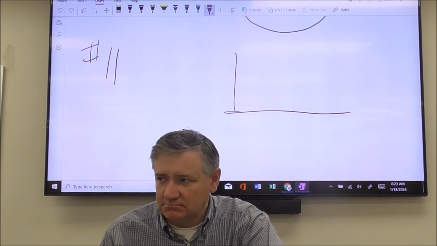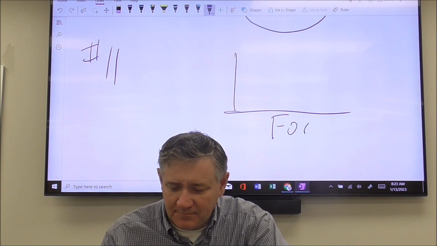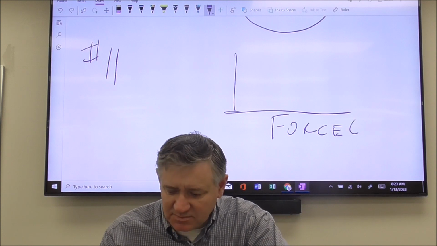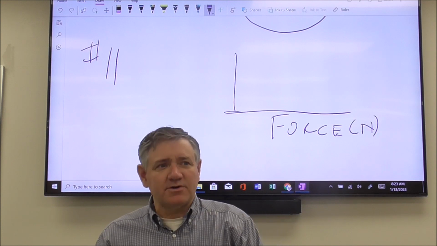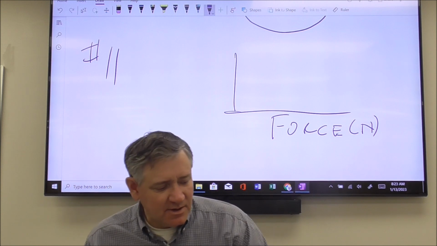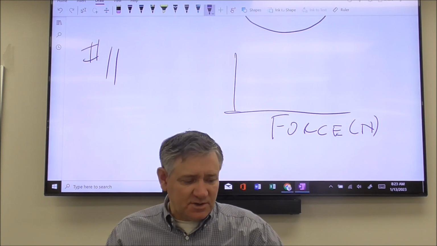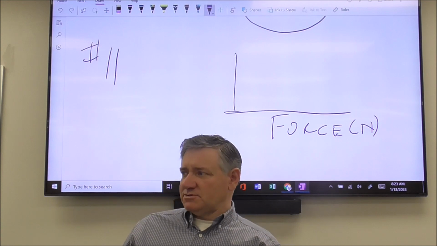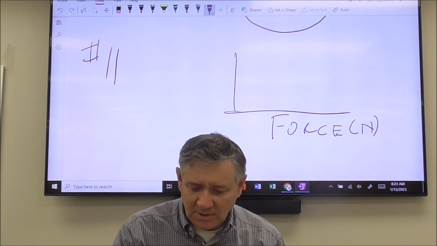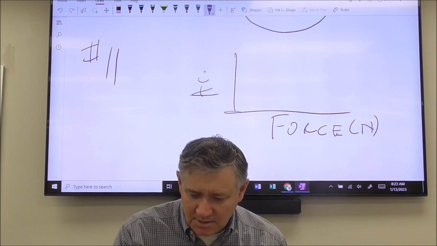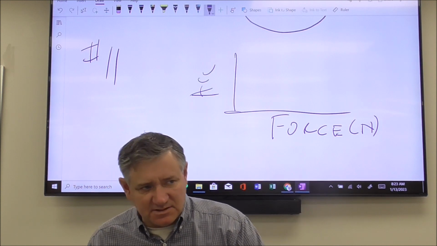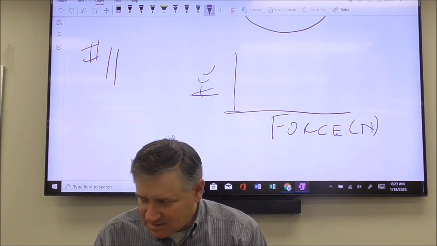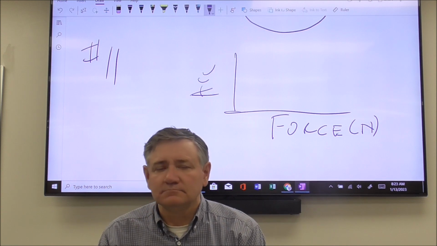Force goes where? X-axis. Why? Because it's what you're controlling. That's what you're controlling, okay? You're controlling how hard you push the rubber stopper. Do you give it a little bit of push? Do you give it a lot of push? Okay, you control that. You have acceleration here. Is this graph going to start at 0, 0? Yes, why? No force, no acceleration.